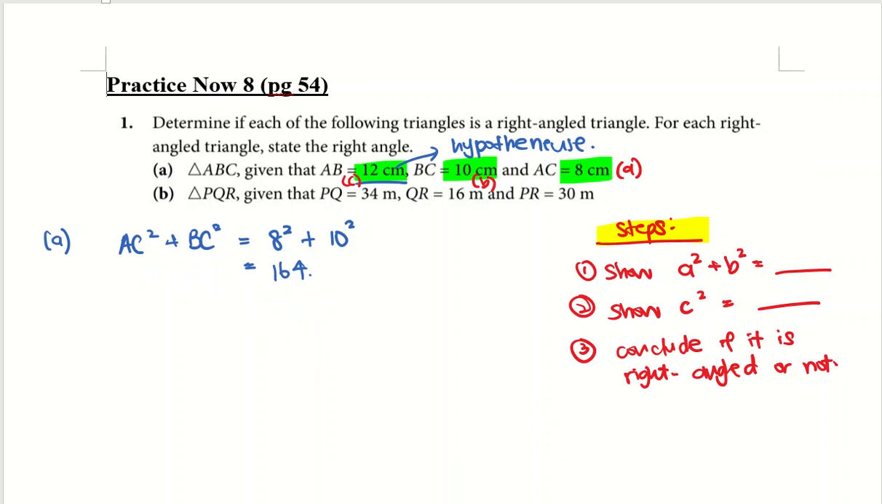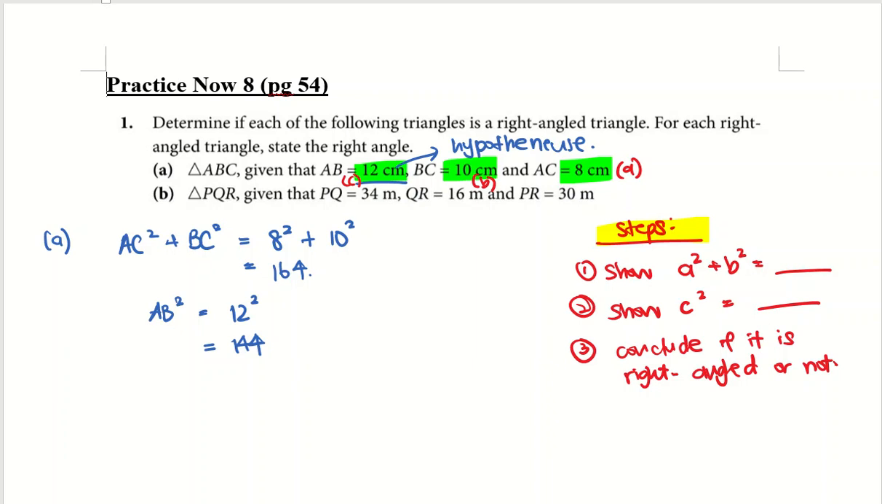For step number 2, I find out what your c square is. In this case, your c square is your length AB square, and that will be 12 square. By evaluating 12 square, you will see that the value is actually 144. Step number 3, this is how you conclude.